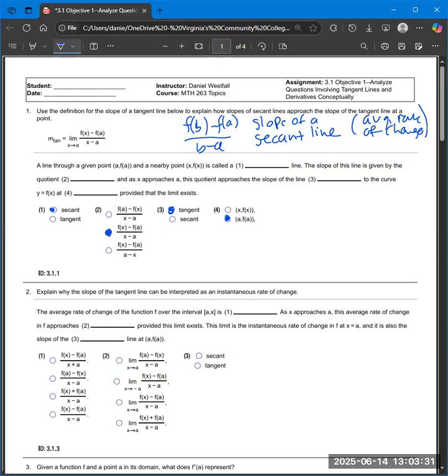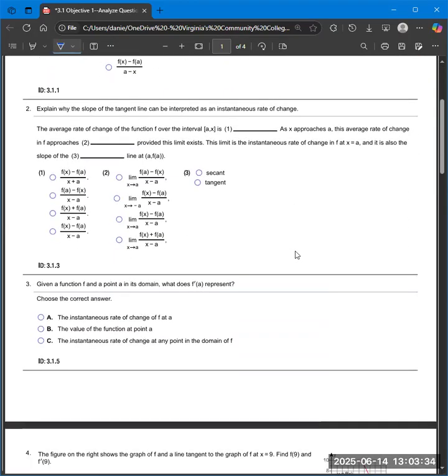There we go. So the average rate of change of a function f over the interval a to x is f of x minus f of a over x minus a. As x approaches a, the average rate of change of f approaches the limit as x approaches a of f of x minus f of a over x minus a. That's that one.